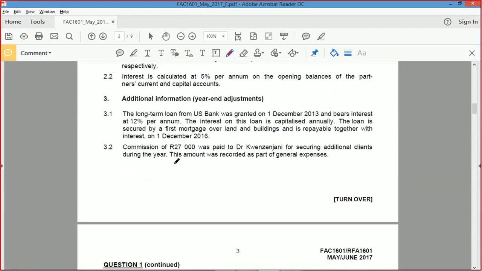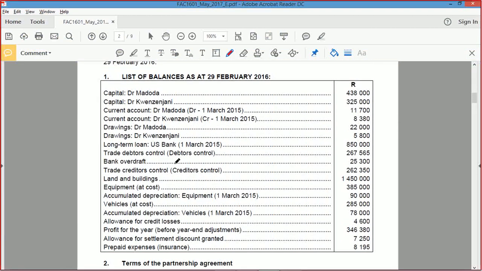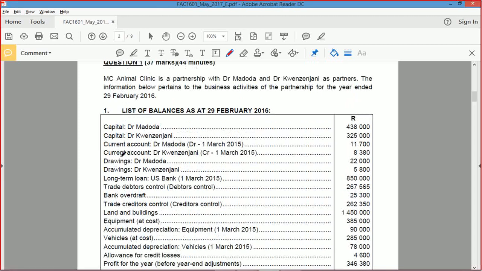Okay, so now we need to go and get our easy marks. We read the scenario, we go down the list of balances, and we identify what things are. So question 1: MC Animal Clinic is a partnership with Mr. Dorda and Dr. Quenzenjani as partners. The information below pertains to the business activities of the partnership for the year ended 29 Feb. Okay, we already knew that. We knew that the year end is 29 Feb.